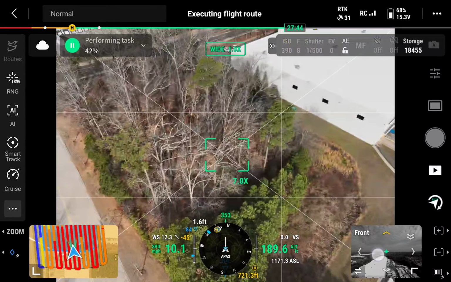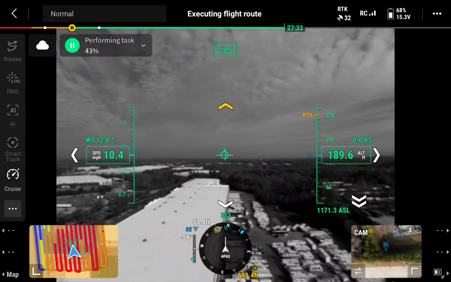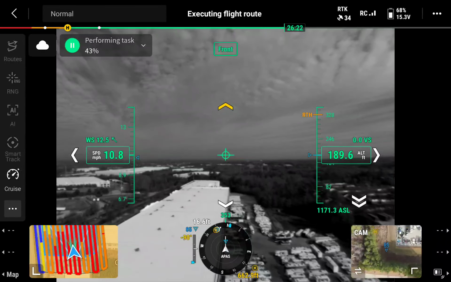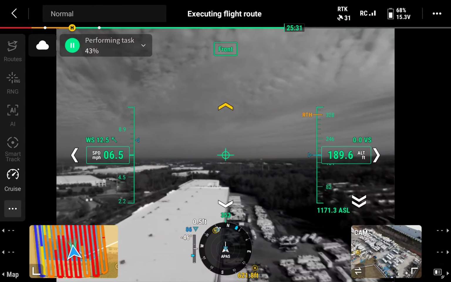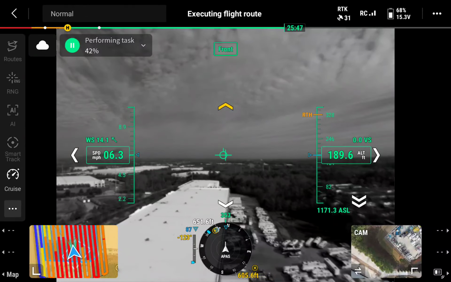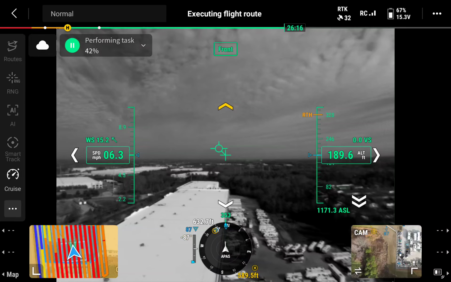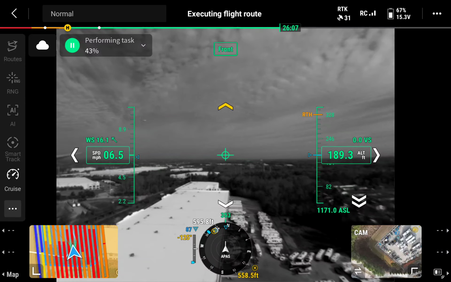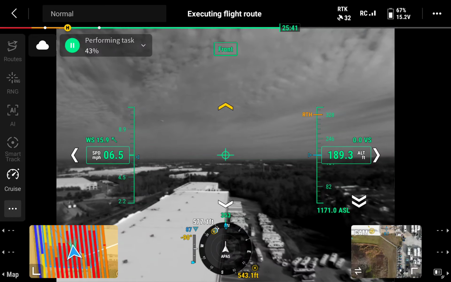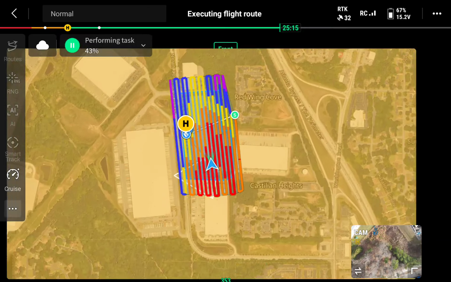I come over to the obstacle sensing view, and I get to see altitude above ground level. I get to see what my speed is. Up here on the left, you can see the wind speed and how it's pushing on the bird. Also on the right is where I'm flying above sea level, again above ground level, and the related information.